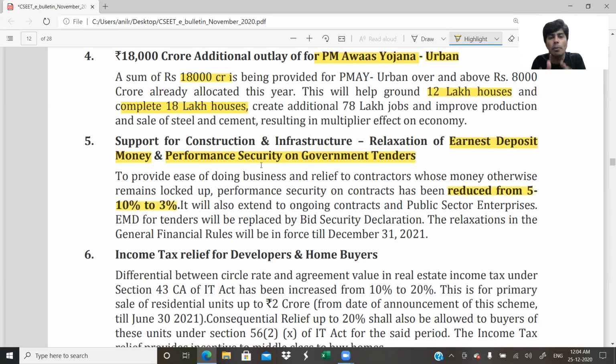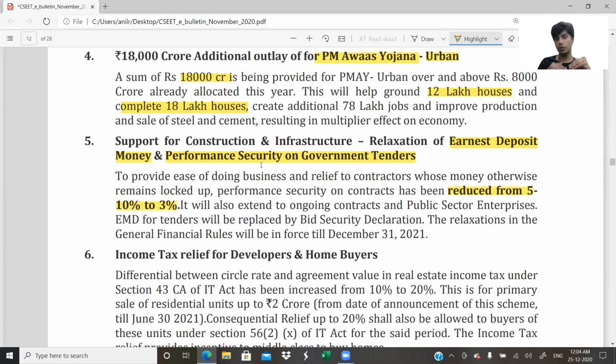He will get more money in hand. You get that? I had to pay as government. I would have paid after a few months. What am I doing? I'll pay a little early. So the contractor will have more money. That is the point of performance security on government tender. You get that? Next one, earnest deposit money.